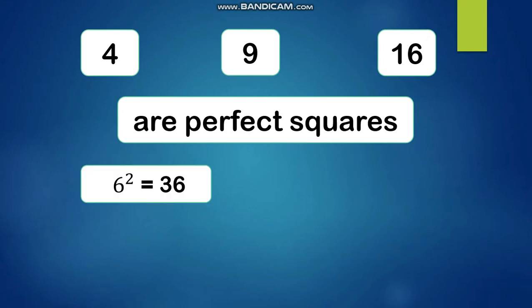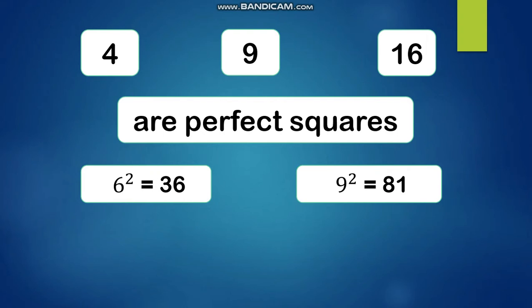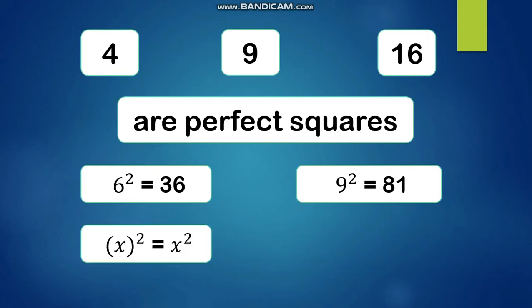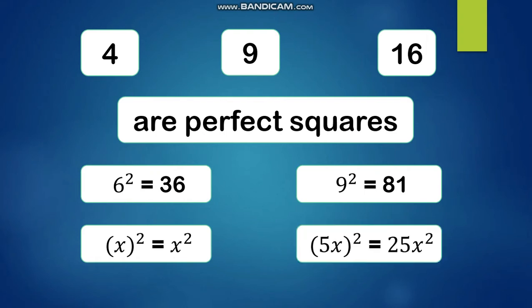Also, 36 is a perfect square because it can be expressed as the square of 6. 81 is a perfect square because it is the square of 9. X squared is also a perfect square because it is expressed as the square of x. And lastly, 25x squared is also a perfect square because it can be expressed as the square of 5x. All of these numbers are perfect squares.